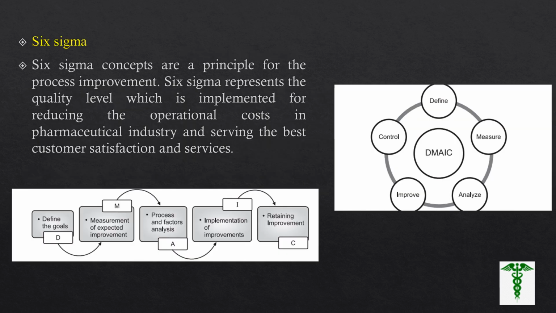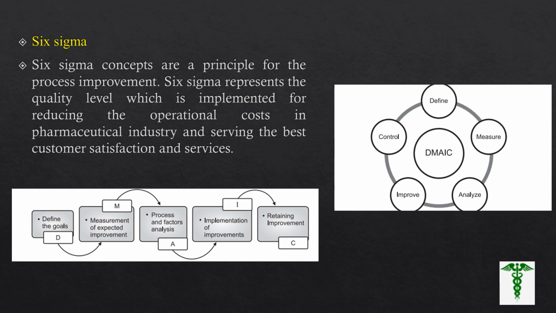Coming to the next term, that is Six Sigma. Like a numerical Six Sigma we normally represent, and this is a major principle for process improvement for the quality control of the process. So Six Sigma represents the quality level which has to be implemented for reducing the operational cost in industry as well as to improve customer satisfaction and services.